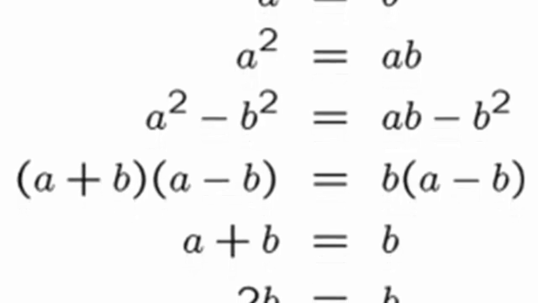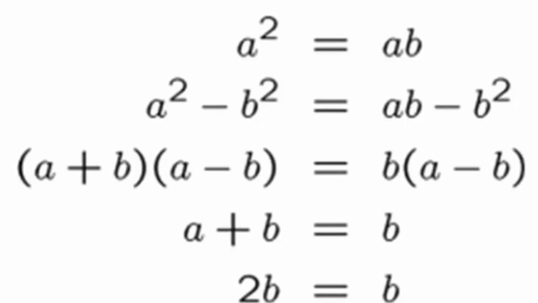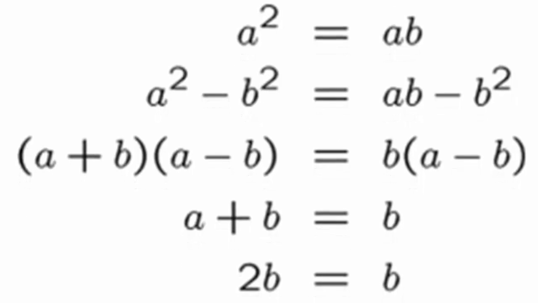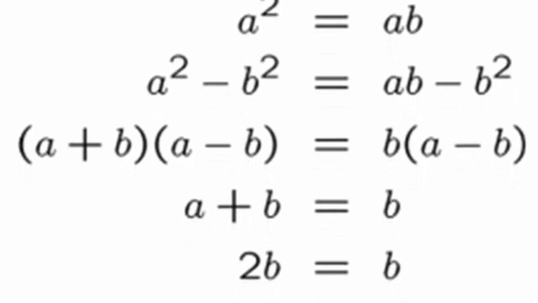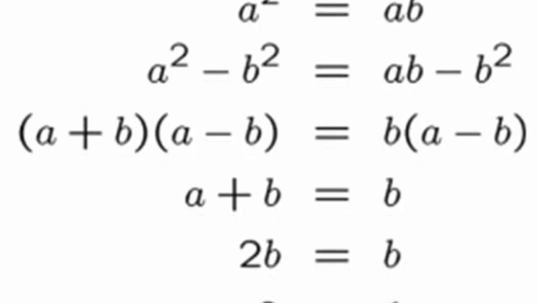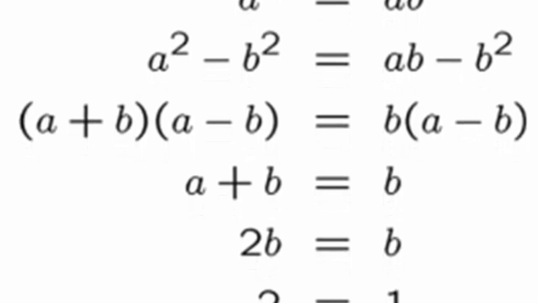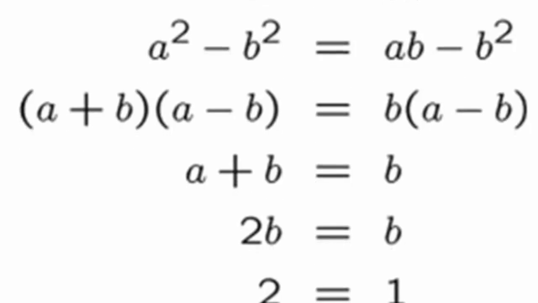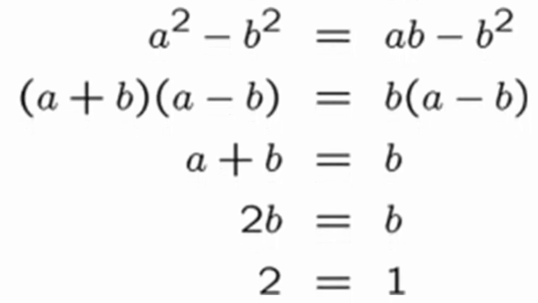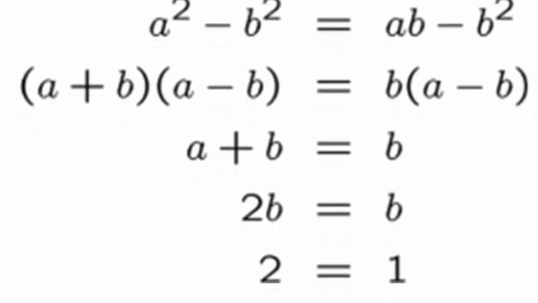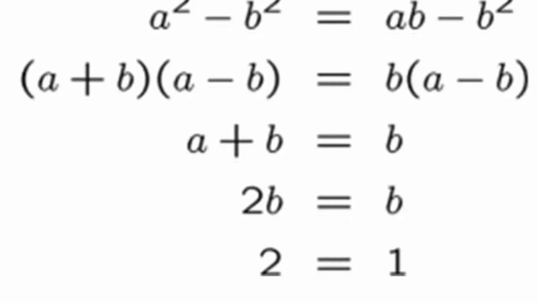Let's multiply both sides of that equation by A, giving us A squared equals AB. Let's then subtract b squared, giving us a squared minus b squared is ab minus b squared. Let's now factorise. Now they've done a difference of two squares factorisation on the left hand side. I hope you recall that from factorisation, and they factorise the right hand side, they factorise b out. And so after that, can you see what they've done?